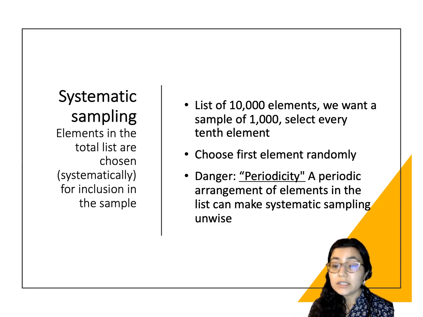It is good if you're not dealing with periodicity, which is a periodic arrangement of elements in the list, which can make systematic sampling unwise. So if there is a temporal pattern in your sampling frame, it would not be a good idea to go every 10 or every 1,000 sample units and pick that one.